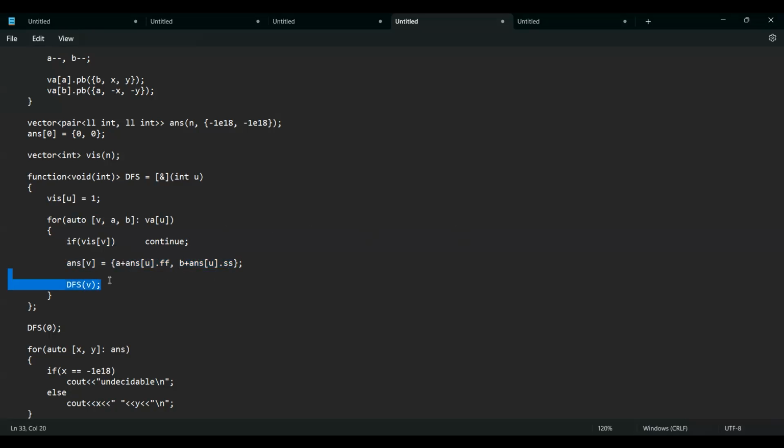Then I'll call this DFS function for person V, passing B. Then finally, for all my answer values, if x is minus 118, I'll print undecidable. Otherwise, I'll print x and y. Is it clear? Okay, what about others? Is this clear? Okay. So let's go to the next problem.